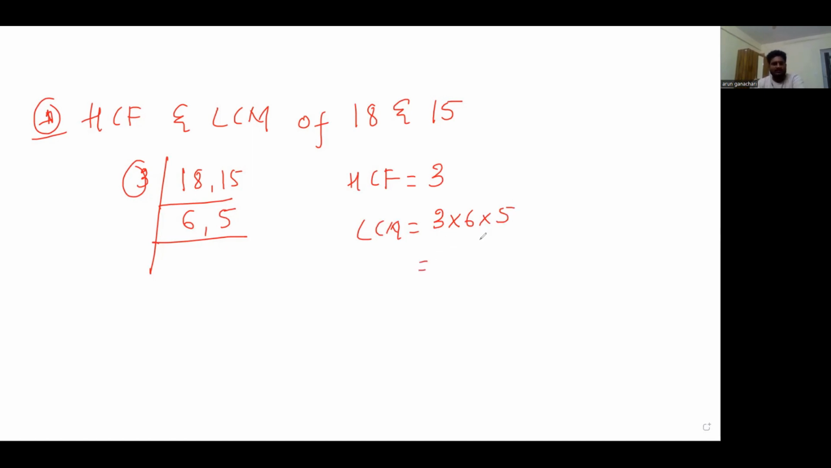3 sixes are 18. 18 fives are how much? 90. Or you can always multiply 5 and 6, which is 30, and 3 thirties is 90. So what is the product of HCF and LCM? Product of HCF and LCM is 3 into 90, which is 270.